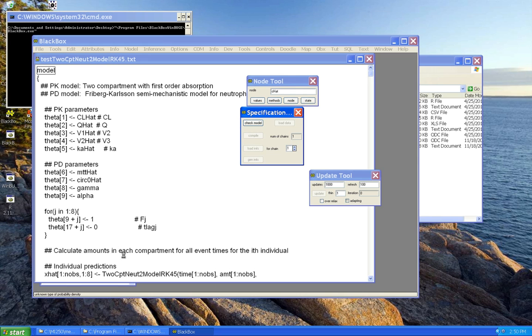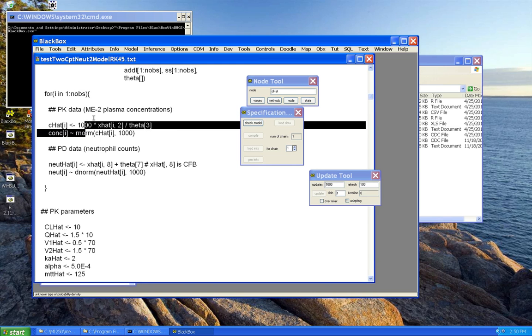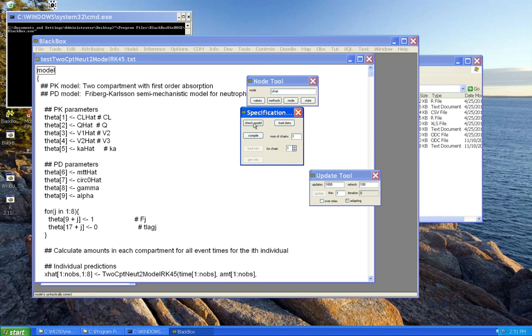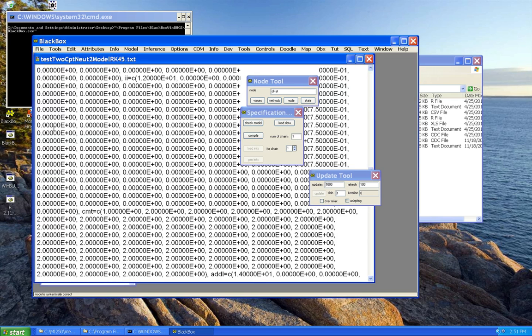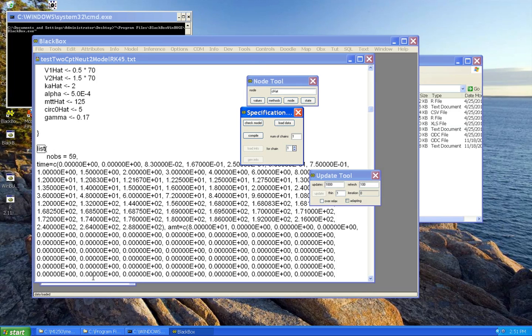Okay, I misspelled something. What did I do here? Oh, too used to using R. It needs to be D norm, not R norm. Okay, now we're okay. Let's get our data again. Okay. Let's do our gen inits, and let's go ahead and do 1,000 updates this time.